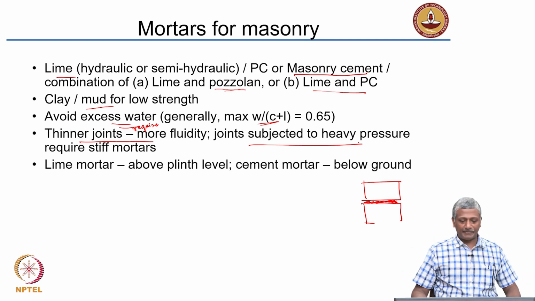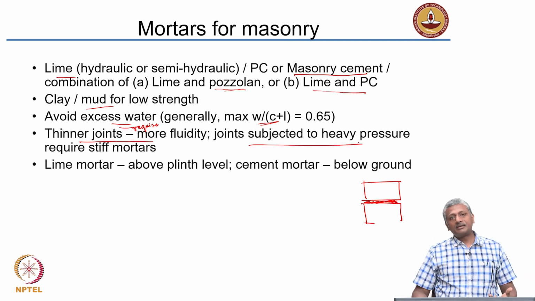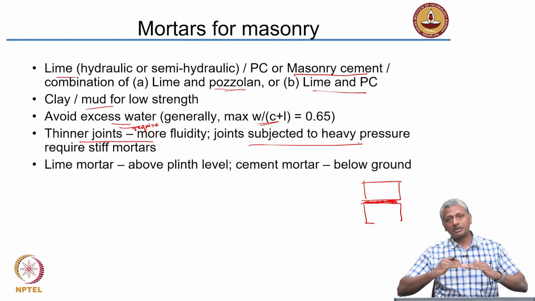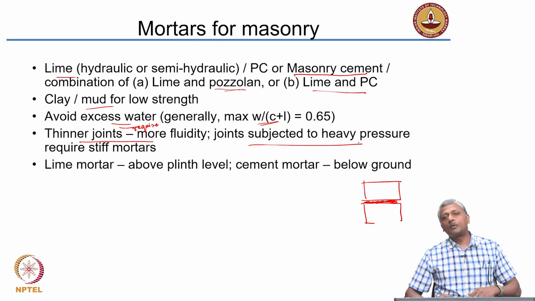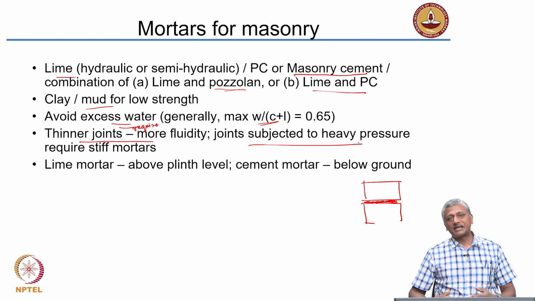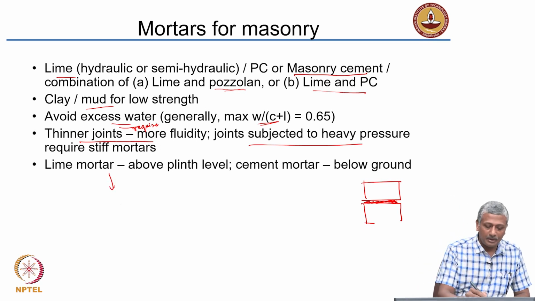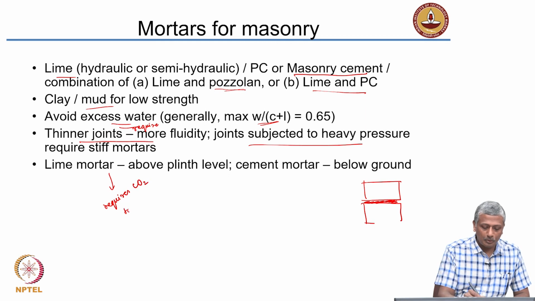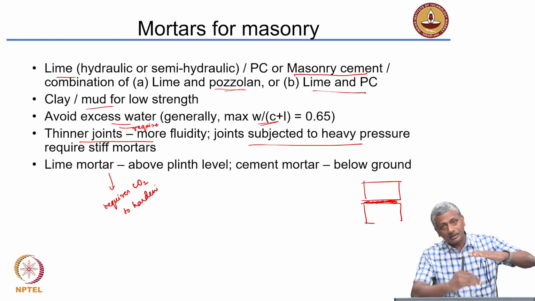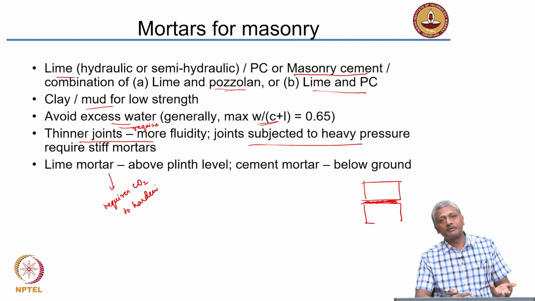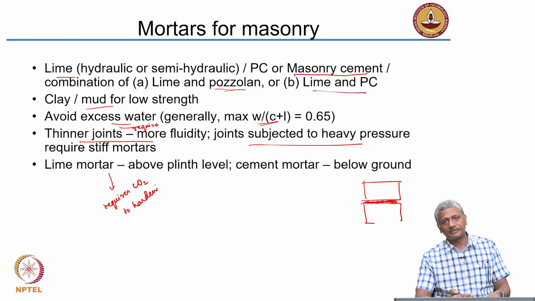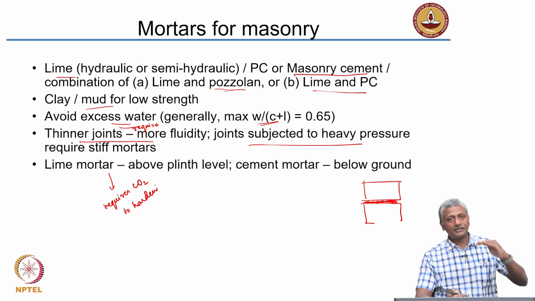out too much. In choice of materials, we generally use lime mortar above the plinth level and cement mortar below plinth level. Now, why do we not use lime mortar below plinth? As I said, lime requires carbon dioxide, CO2, to harden. Now, under the plinth level or under the ground level, you will not have enough CO2 available for hardening the lime itself. So, you do not want to use lime in the lower levels of the building.